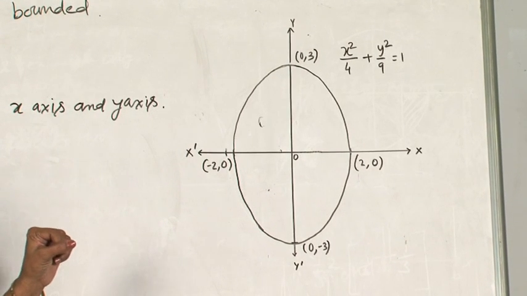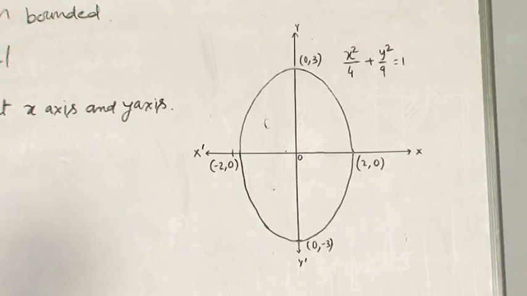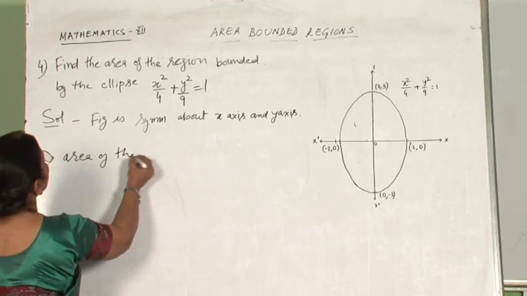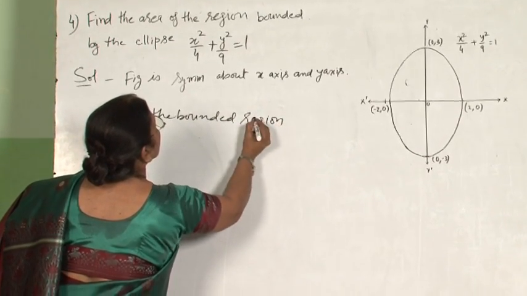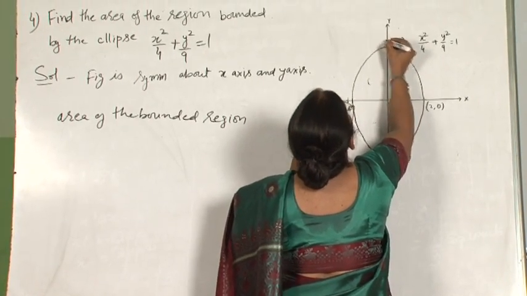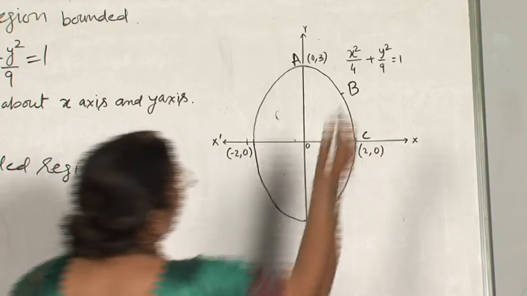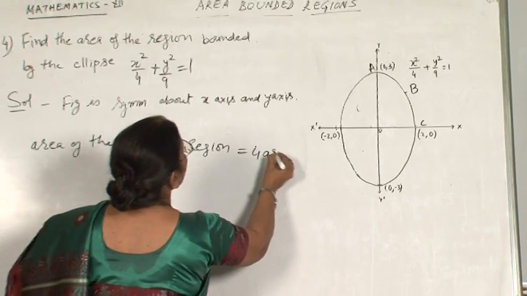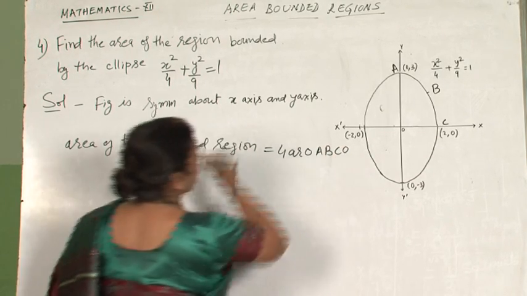Now, this figure is symmetric. Therefore, area of this ellipse can be written as four times of area of O, A, B, C, O. Since this figure is symmetric, so it can be written as 4 times of area of O, A, B, C, O.